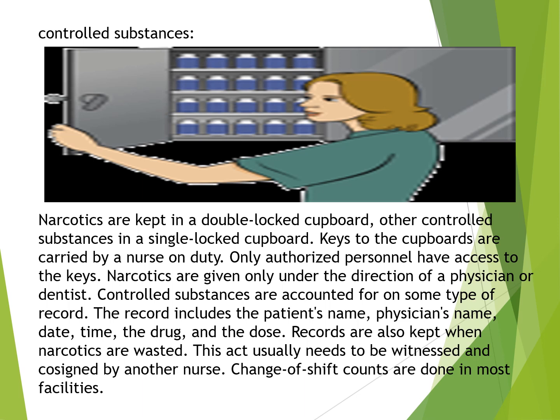Controlled substances are accounted for on some type of record. The record includes the patient's name, physician's name, date, time, the drug, and the dose. Records are also kept when narcotics are wasted, right? This act usually needs to be witnessed and co-signed by another nurse. So this is still done in some nursing homes and rehab centers, where you do what's called a narcotic count, right? Making sure we count all the narcotics that are there for the patients, just to make sure we're not missing any, everything matches.